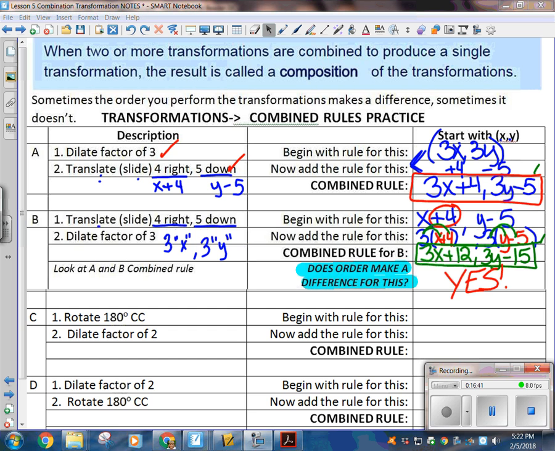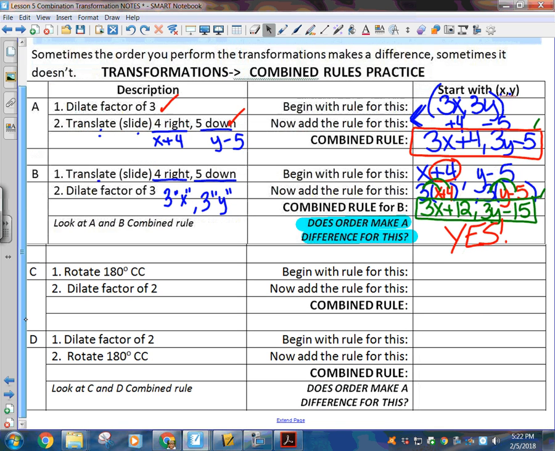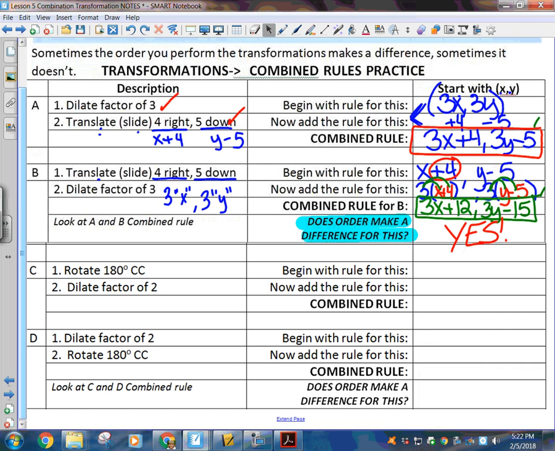All right, let's take a look at C and D. Okay, we're going to rotate 180 degrees counterclockwise. It doesn't really matter if it's counterclockwise or clockwise, but rotating 180. Look at your rules list. The rotation for 180 is opposite of x and opposite of y. Then it says dilate by a factor of 2. So I guess I should write this over here, opposite of x and opposite of y.